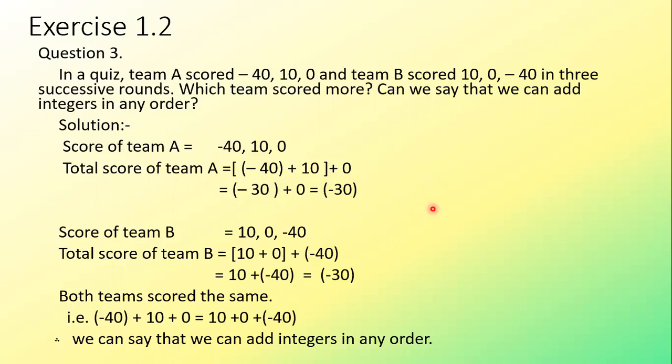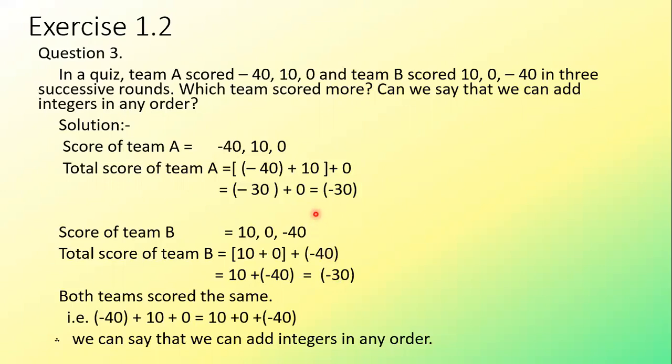The same way, we will find the total score of team B also. It is 10 plus 0 plus minus 40. First we will add the first 2 integers. 10 plus 0 is 10. To that we will add the third integer, that is minus 40. 10 plus minus 40. Again, one positive and one negative integer. So we will find the difference. The difference is 30 and place the sign of the greater absolute value. That is minus sign. Here also we will get the total score minus 30.